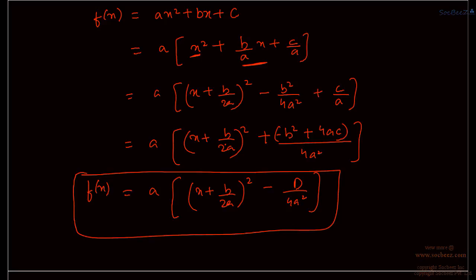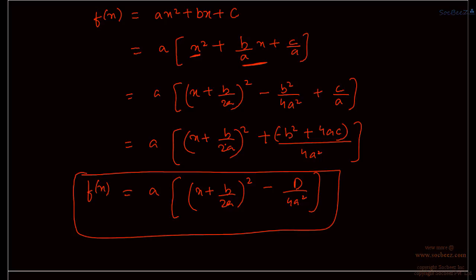Now let's try to see how the quadratic expression is a parabola. If you know, f of x is equal to ax squared, or f of x is equal to ax squared plus b, is nothing but a parabola. And since a quadratic expression can be written in the form of a into x plus b by 2a whole squared minus d by 4a squared, this is also the same form, and this must represent a parabola.